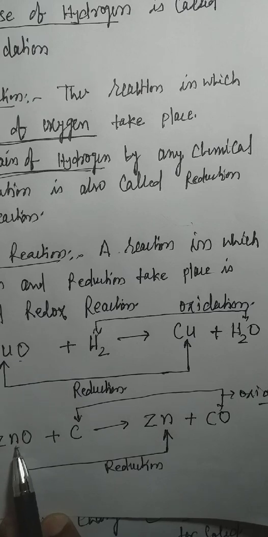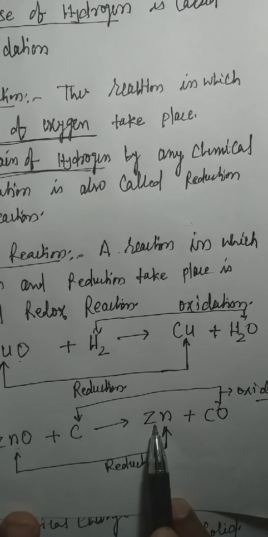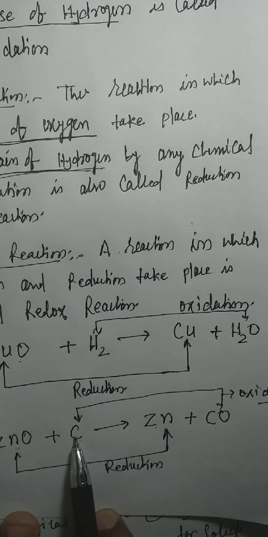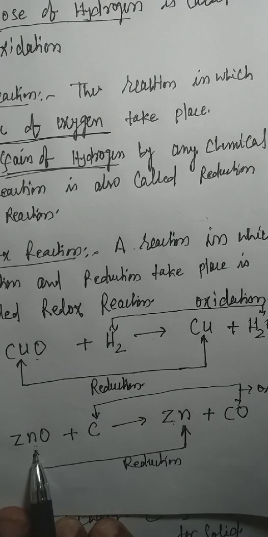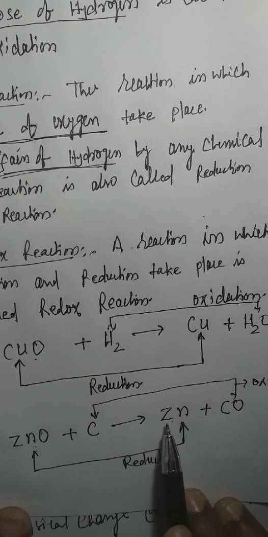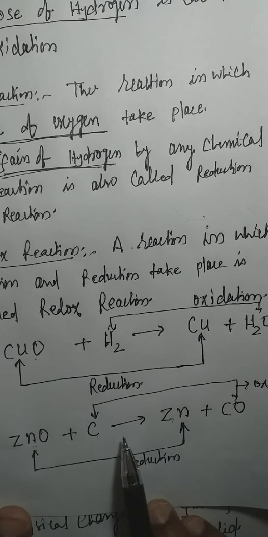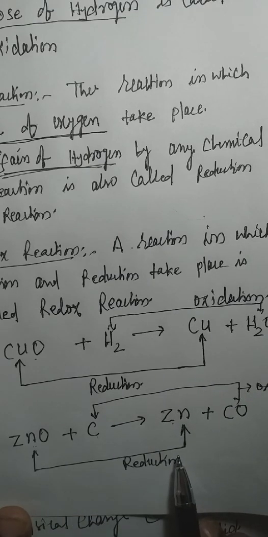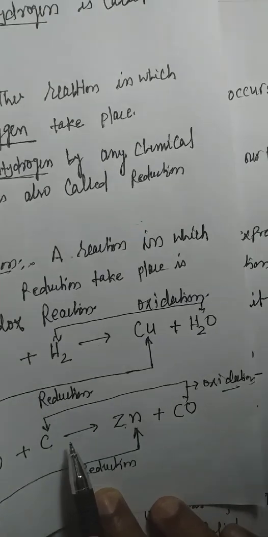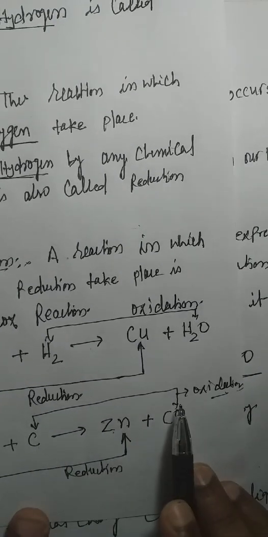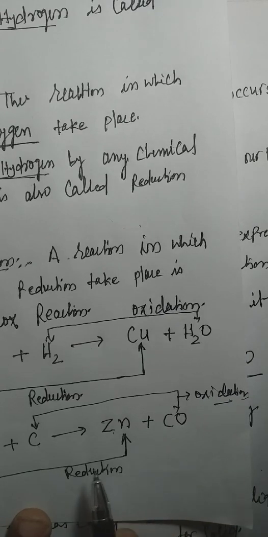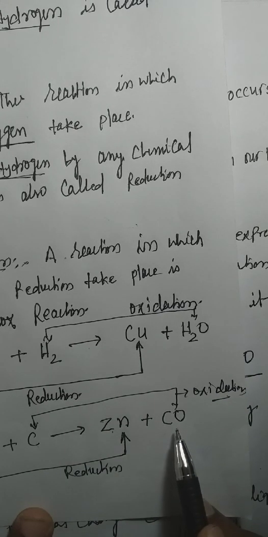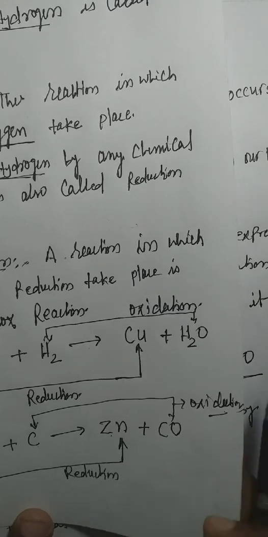Next is ZnO plus C. It reacts and forms zinc plus carbon monoxide. In this situation, what are we finding? It already has oxygen on the reactant side. After the reaction we get a product without oxygen. It means loss of oxygen takes place, so this is called reduction. Carbon has no oxygen, and after the reaction it grabs oxygen and is converted to carbon monoxide. So gaining of oxygen takes place by carbon, so it is called oxidation.